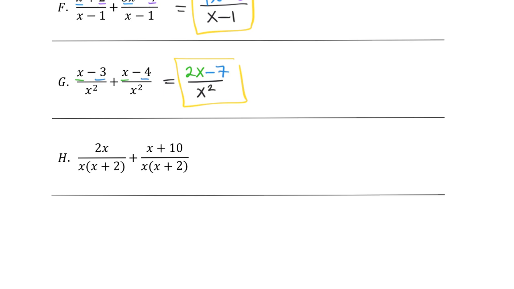Okay, last one on this side. It has a common denominator. It looks like a complicated one, but they match. So as long as they match, they're common. Okay, and then my numerator is 2x plus x is 3x. Then I still have the plus 10. So 3x plus 10 over x times x plus 2.